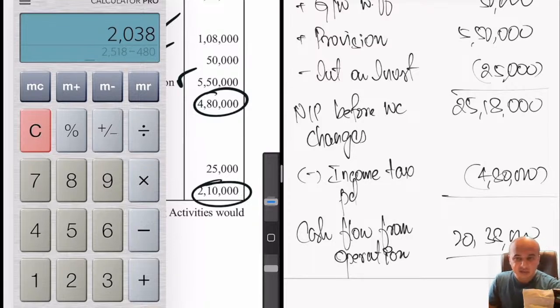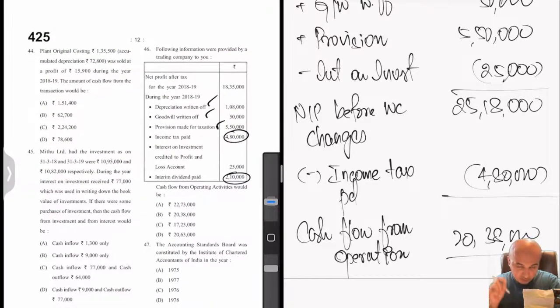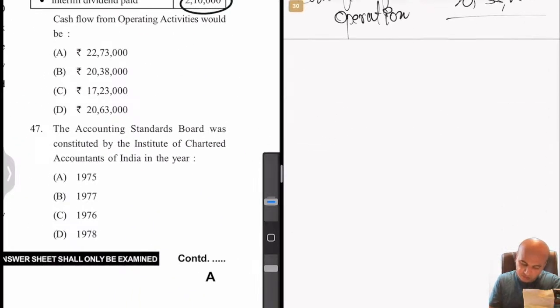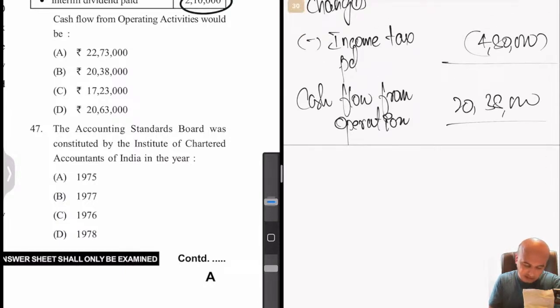I hope it is clear. Let's move on to the next one. That was question number 46, which we had kept pending in the previous session. Now that is 20 lakhs and 38,000. I hope it is there in the answer. Yes, option B is in fact the right answer there.